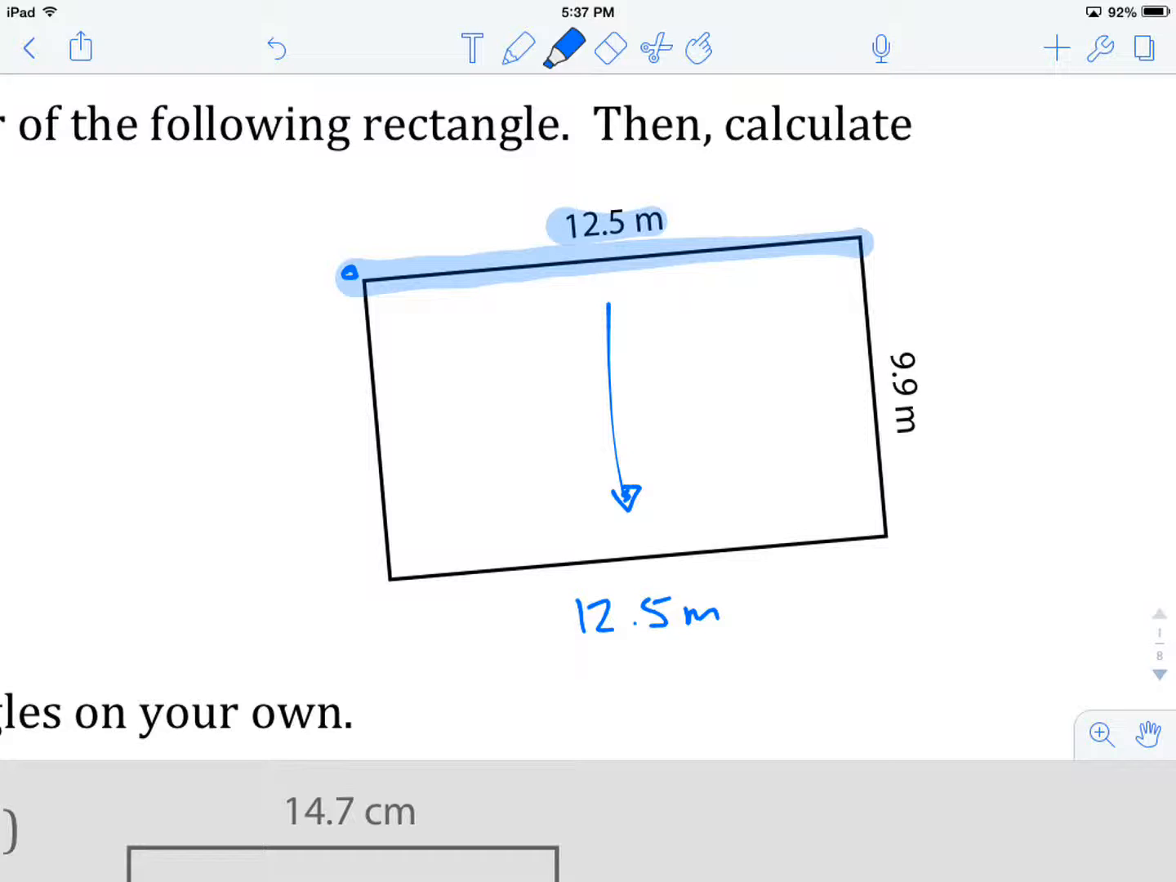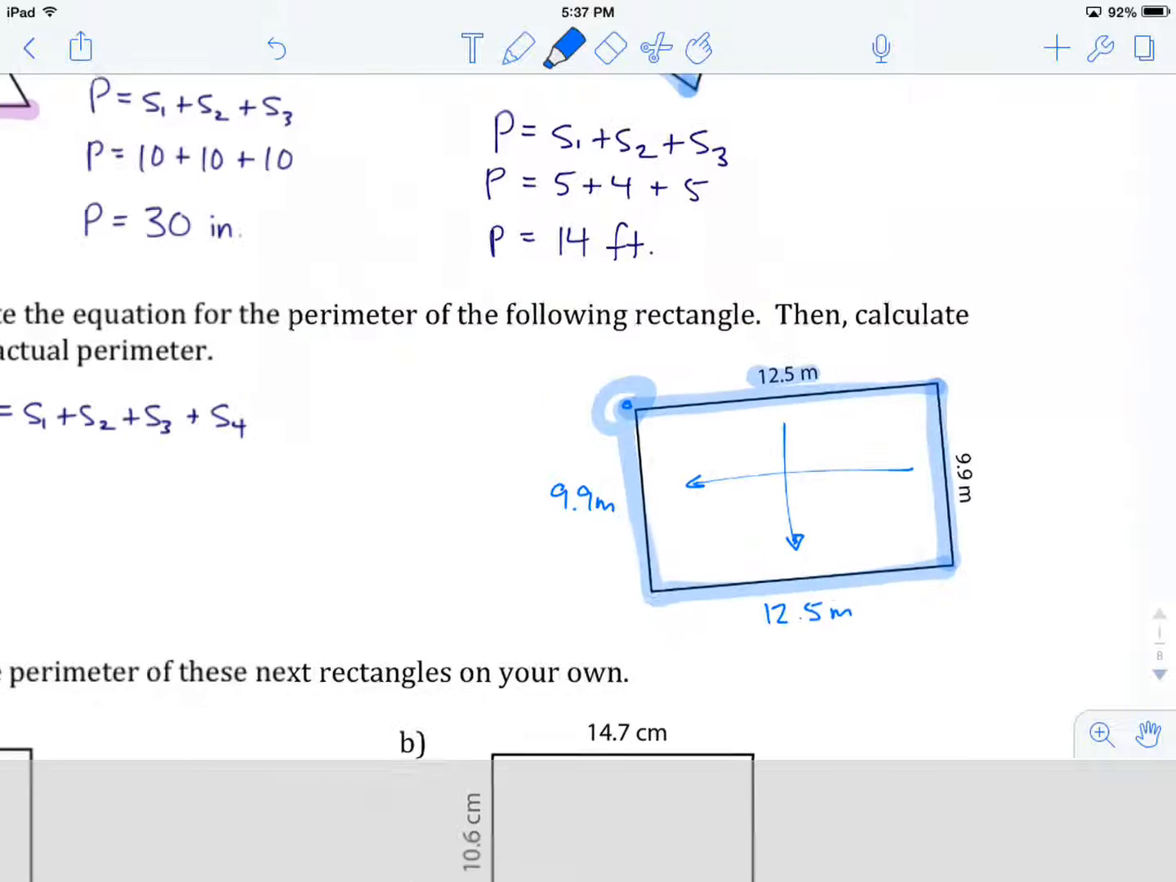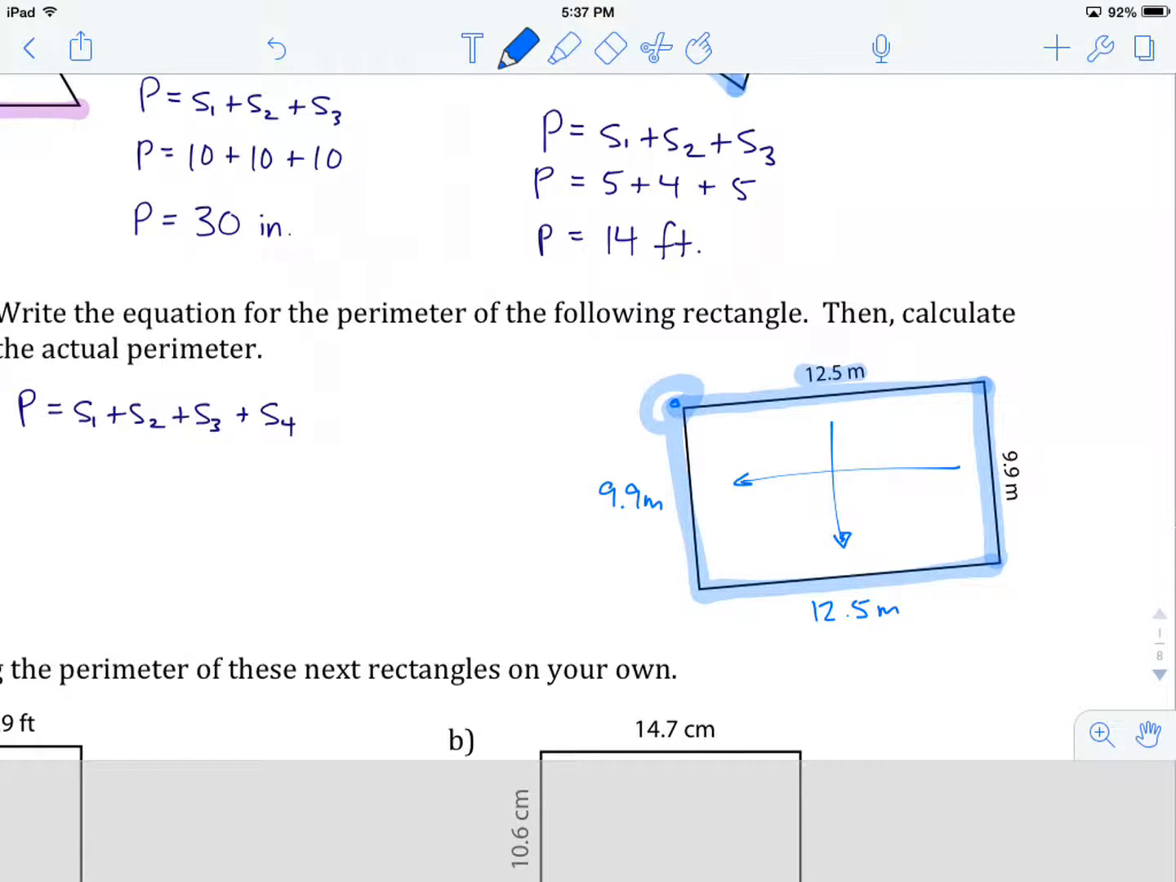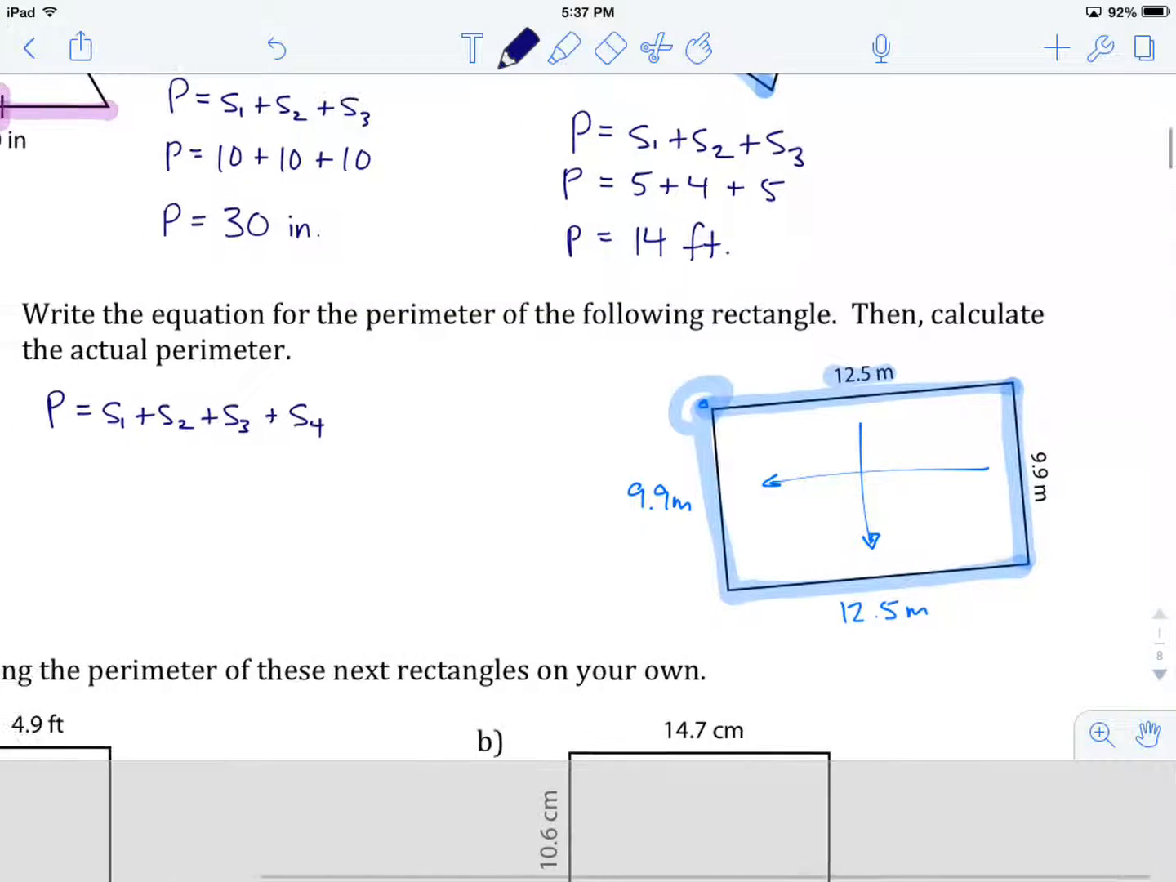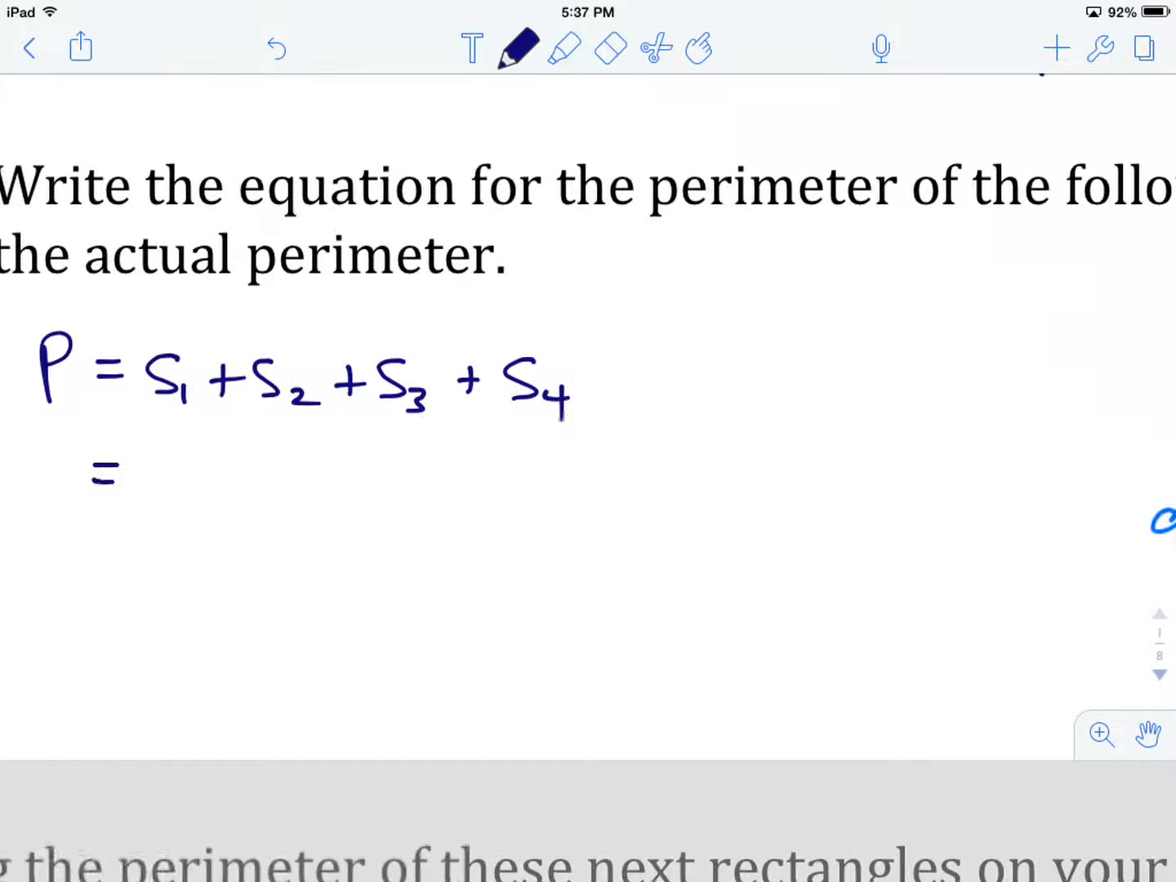Let's continue our trek over this way. Now we'll notice that this side at 9.9 meters, the side across from it or opposite it will also be 9.9 meters, and we're going to continue our trek around the outside, tackling that side and that side to get back where we started. We're going to model this in our equation, where we have a side that's 12.5 added to a side that's 9.9, added to a side that's 12.5, and added to a side that's 9.9.